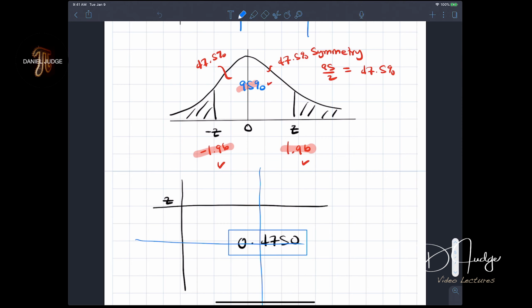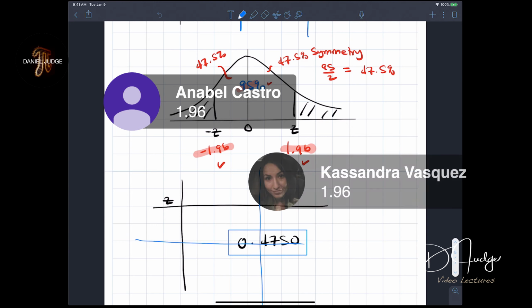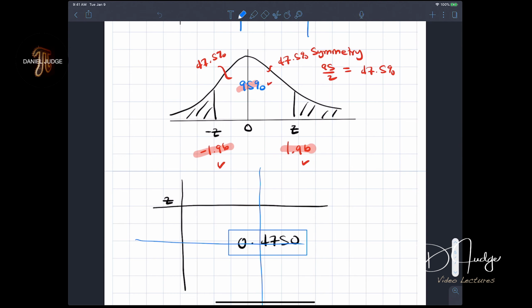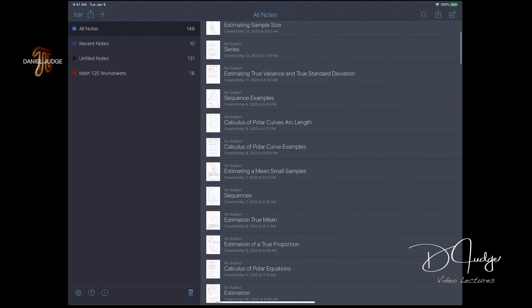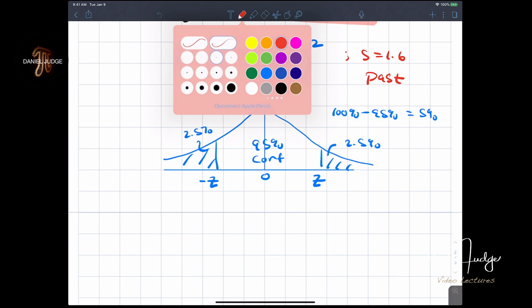You guys are right. So we have some people here. We got Annabelle who says it's 1.96. And we have Cassandra says it's 1.96. All right. These are the values. Now, so we're going to use 1.96. So let's go back. Where are you? That's the latest one. This is going to go right in here.